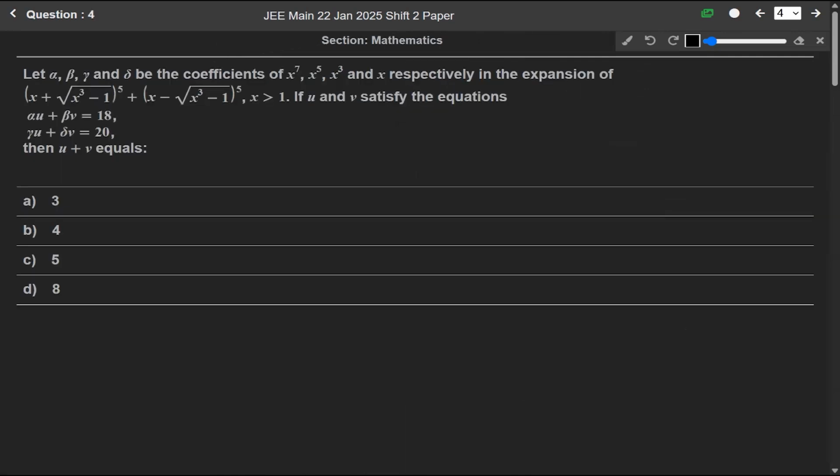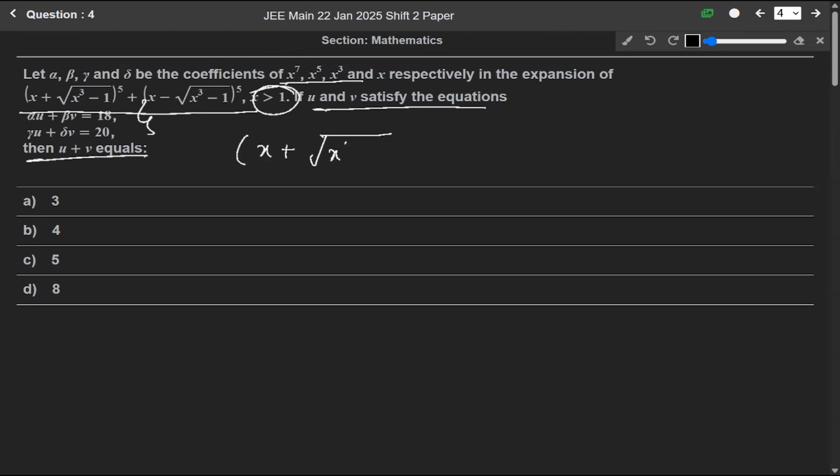Okay. Now question number 4. Let alpha, beta, gamma and delta be the coefficients of x to the power 7, x to the power 5, x cubed, and x, respectively, in the expansion of the given expression, where x is greater than 1. If u and v satisfy these two equations, then find u plus v. So we are given (x + √(x³ − 1))⁵ + (x − √(x³ − 1))⁵.